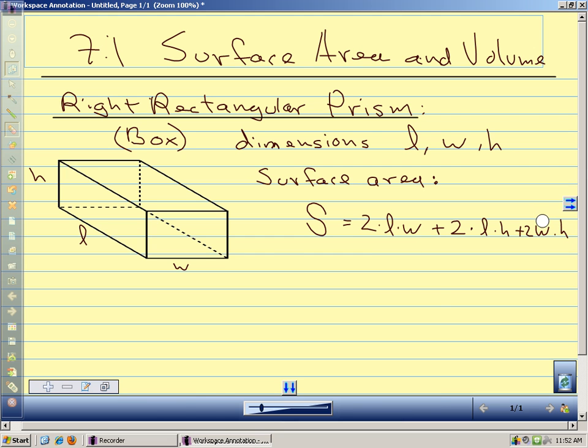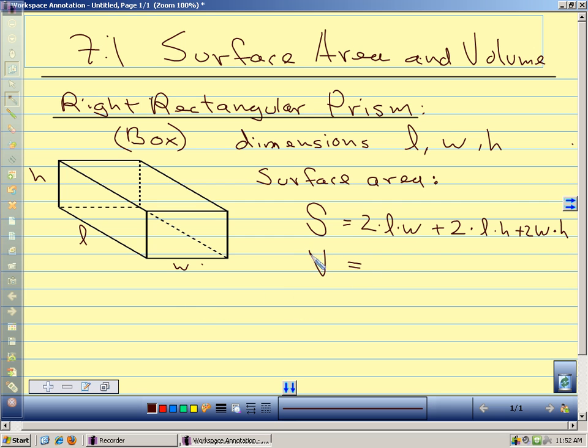So all we're doing is adding up the areas of each of the sides of the box. We have two ends, 2 tops, and 2 sides. So we're adding those all together. So if you don't remember the formula, just remember that we can always just add up the areas of all the sides. And the volume.